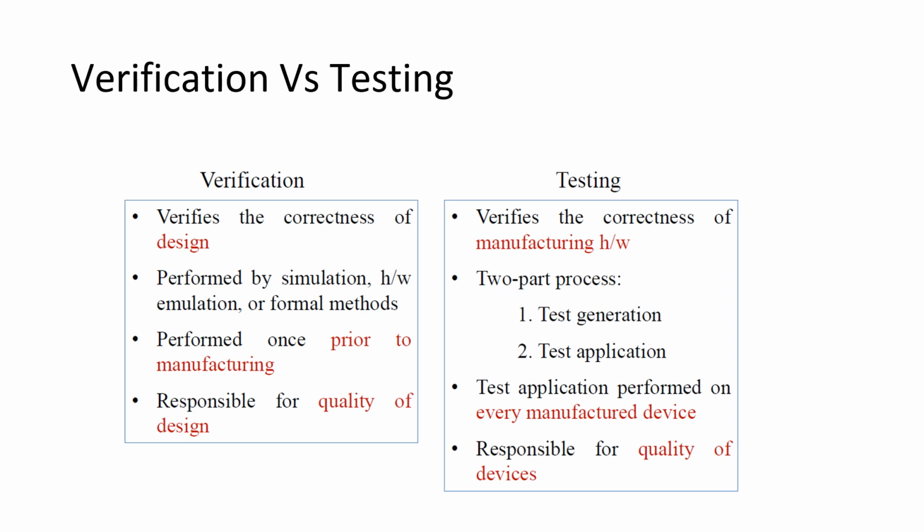So understand, okay? Verification is done by running simulations, or it can be hardware emulation or formal methods. Hardware emulation is nothing but using FPGAs, and formal methods is a very recent method, still evolving. Simulation is what you're doing in lab 1, right?